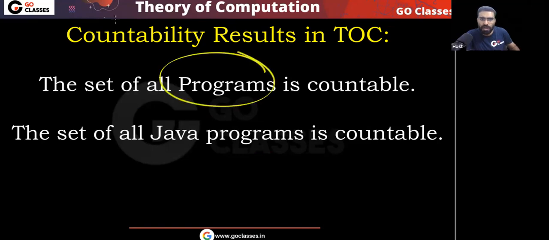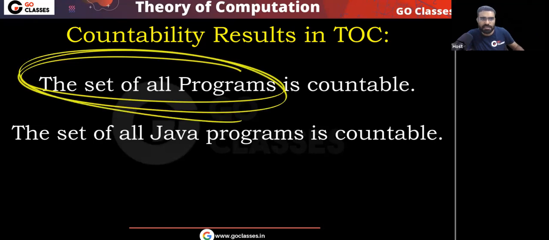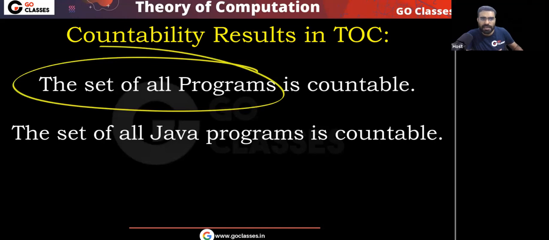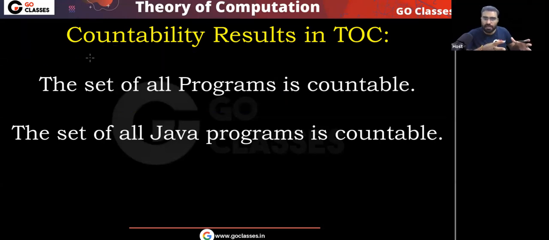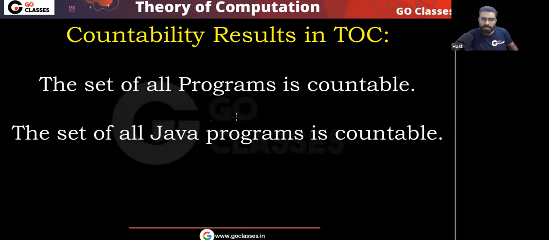Similarly, the set of all programs is also countable, because any program inside your computer is just a binary string. Let's assume you are writing a very big program, but inside your computer, that program is just a binary string. So can I say that the set of all programs is nothing but a set of strings? And the set of strings is countable. We have already seen that. Similarly, the set of all Java programs is also countable.